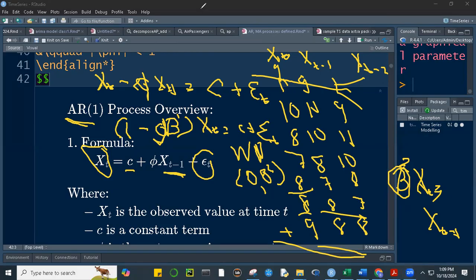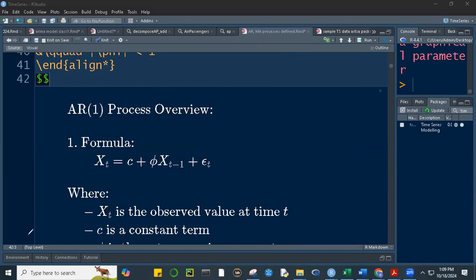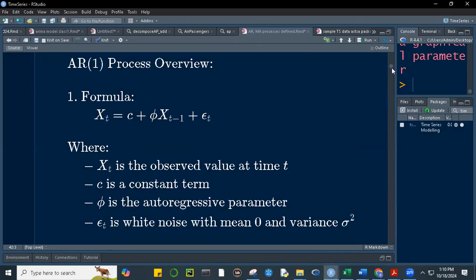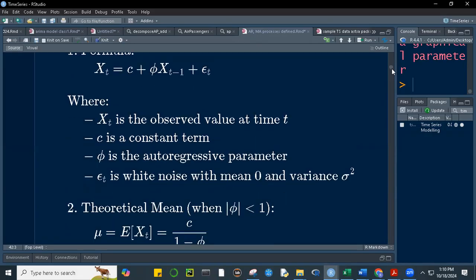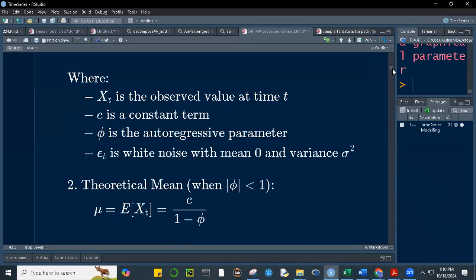Okay. All right. So a few more things about your AR1. We have already explained what x sub t is. That's your original time series. C is your constant term. Phi is your autoregressive parameter. And epsilon sub t is your white noise, with mean 0 and constant variance.